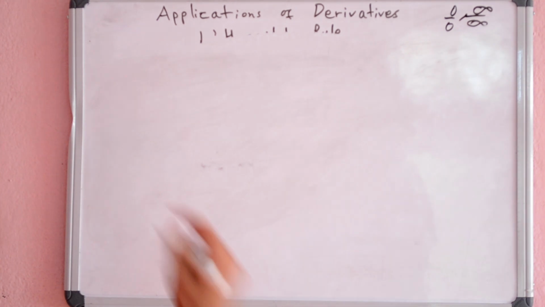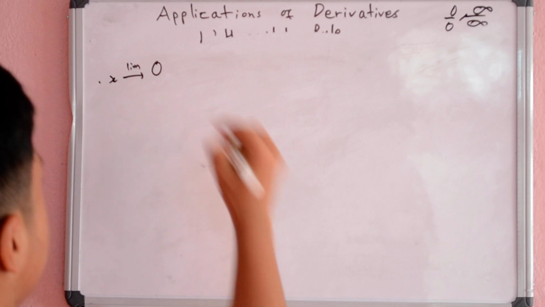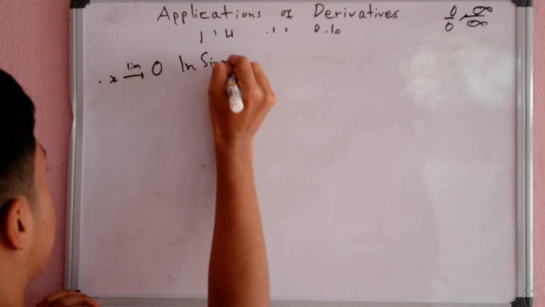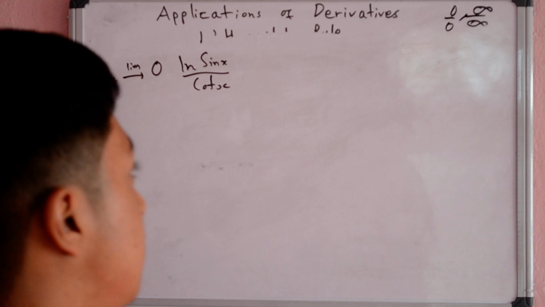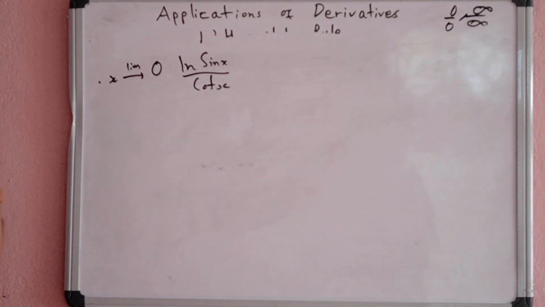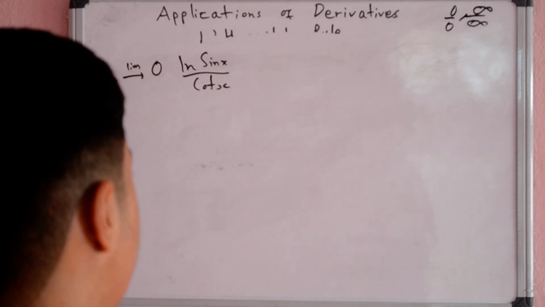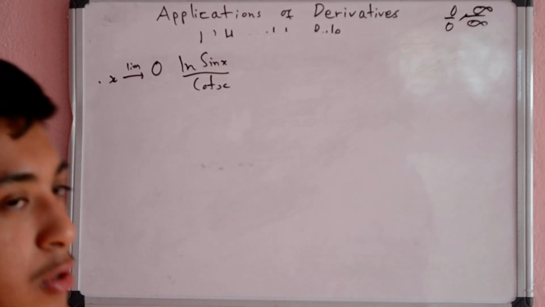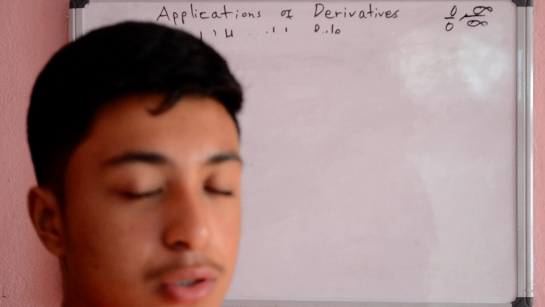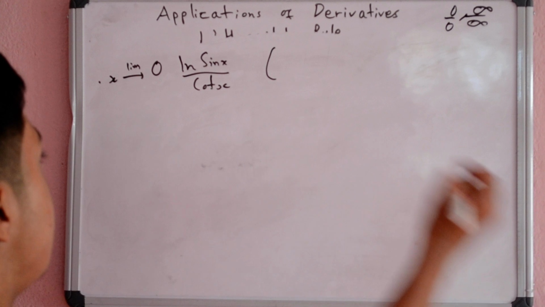Oops. Now x limiting 0, log natural of sine x by cot x. Now which form is this? It must be 0 by 0, right? No, it is in fact infinity by infinity form. A good way to check is to check either the numerator or the denominator. Cot 0 is 1 by 0, which is infinity, and if you have infinity on the bottom, and you know it's a L'Hospital's rule question, it must be infinity by infinity.